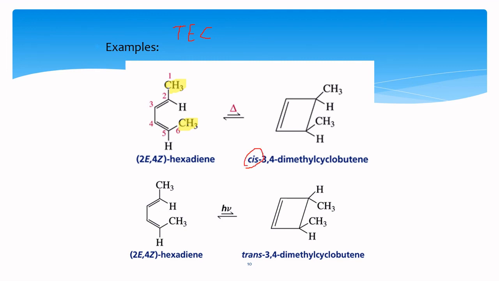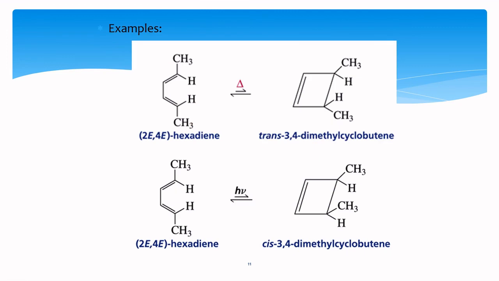So in this case, we have UV. It will be UV because it is even. So the rotation is disrotatory. So it will give you a trans product, which is different from the first reaction where you use just heat.